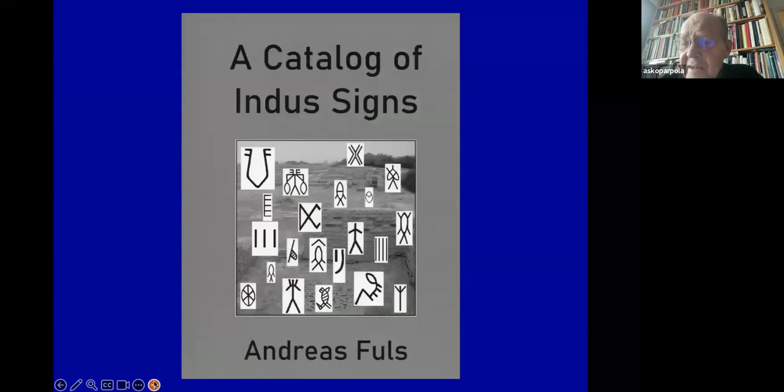In 2023, this year, Fuls published a catalogue of Indus signs, which contains a wealth of useful new information besides the list of 713 different signs arranged in 71 sets of graphically similar signs. These sets come from Wells, who refers to them in his 2011 sign list.